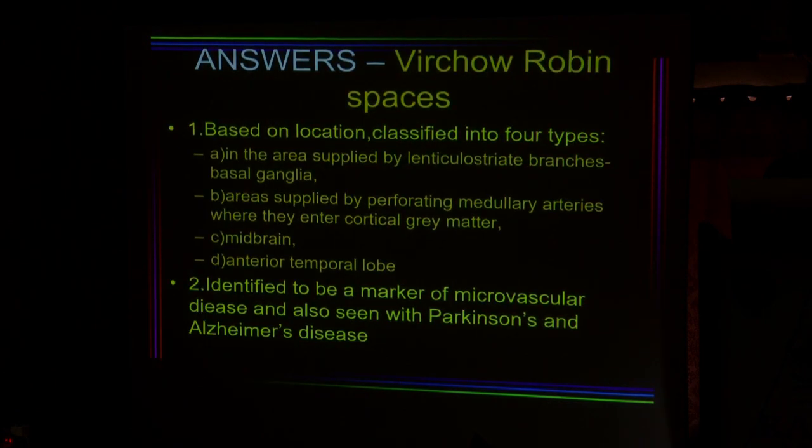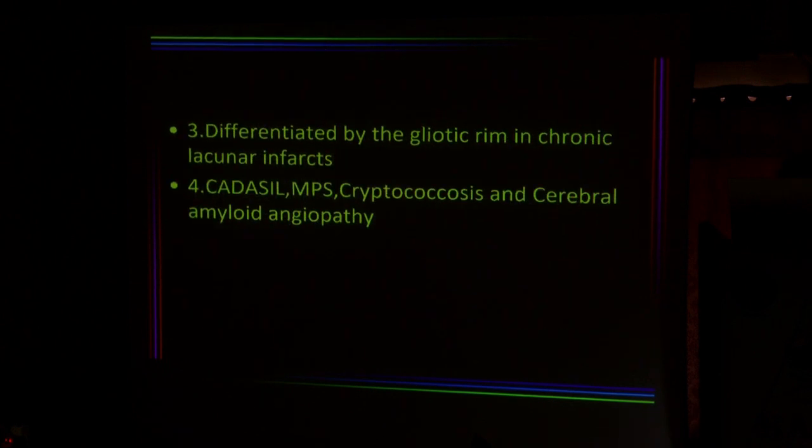So based on the location, it can be of 4 types. It can involve the area supplied by the lenticulostriate branches in the basal ganglia, or the area supplied by the perforating medullary arteries where they enter the cortical gray matter. They can involve the deep gray matter, involving the midbrain and the anterior temporal lobe. These have been identified as a marker of microvascular disease. It can also be seen with Parkinson's and Alzheimer's disease. The lacunar infarcts have a gliotic rim in contrast to Virchow-Robin spaces, and these have been found to be associated with cryptococcosis in retroviral positive patients, mucopolysaccharidosis, and even CADASIL and cerebral amyloid angiopathy.